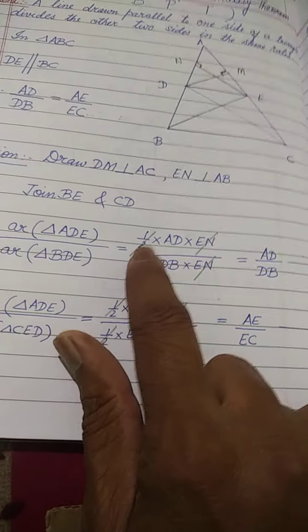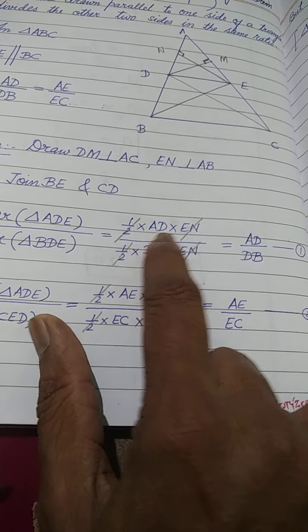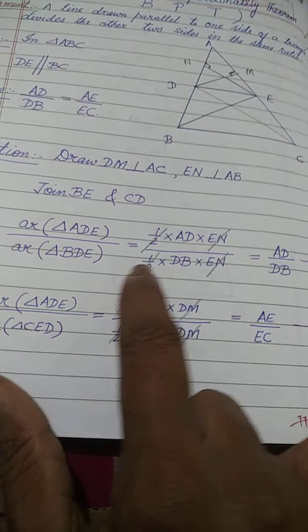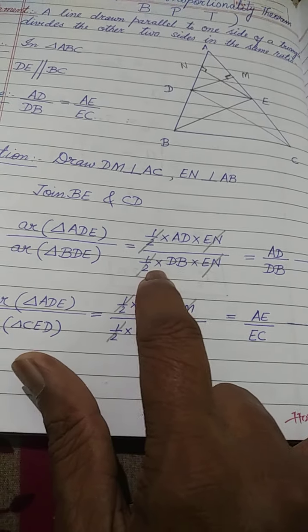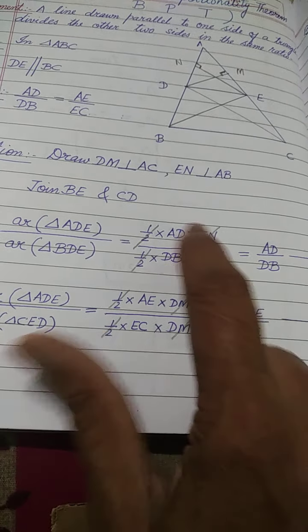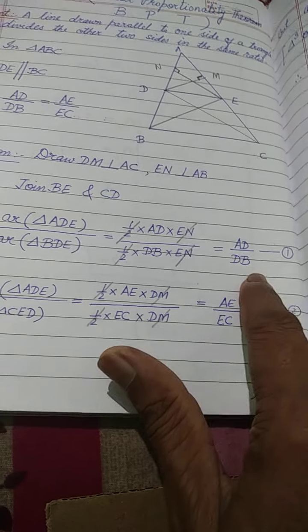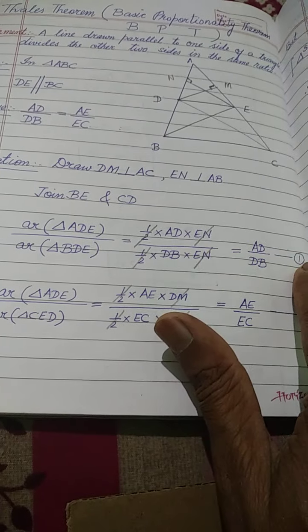So here area of triangle ADE is equal to 1 by 2 into base, that is AD, and height is EN. Similarly, the area of triangle BDE will be equal to half into base, that is DB, and height is EN. So 1 by 2 and EN will be cancelled. After cancellation, AD by DB will be left. That is equation number 1.